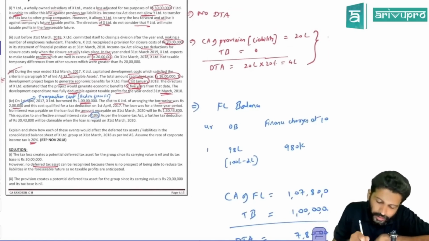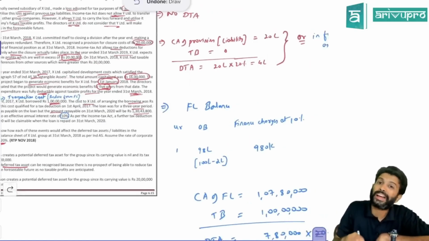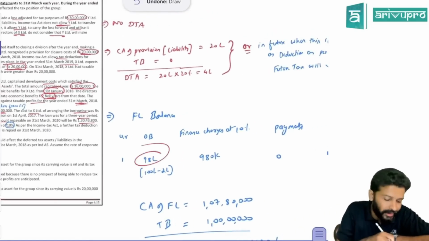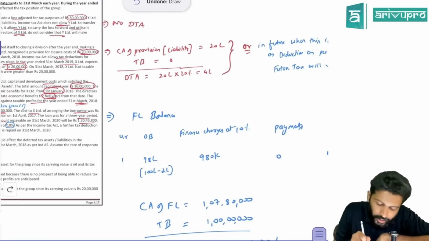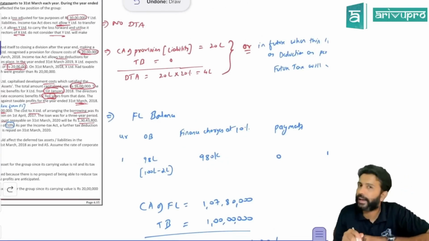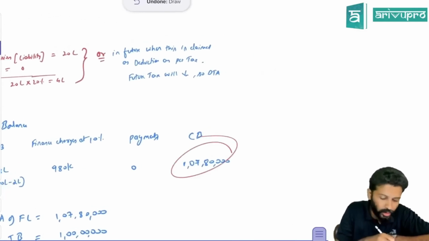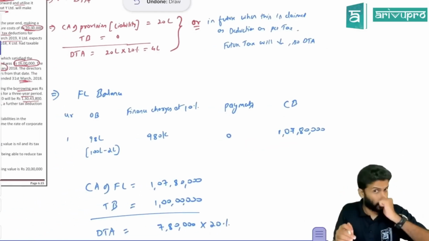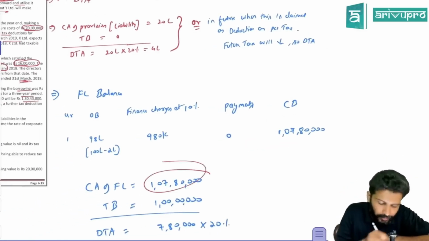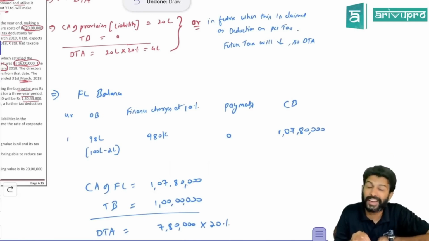So what is the opening balance of the financial liability? Not 1 crore. There is 2 lakh transaction cost, which we deducted. So it became 98 lakh. Book finance charges at what rate? 10%. So finance charges will be 9 lakh 80,000. Is there any payment? No. So the closing balance of the loan is 1 crore 7 lakh 80,000. This is the carrying amount of the financial liability. Yes. The carrying amount of the financial liability is 1 crore 7 lakh 80,000.